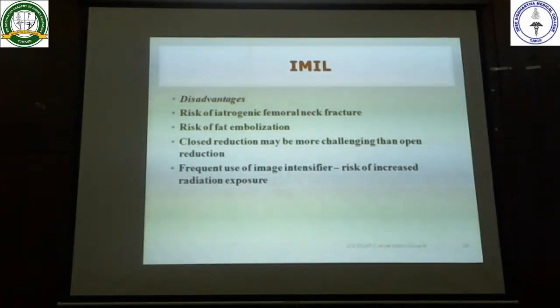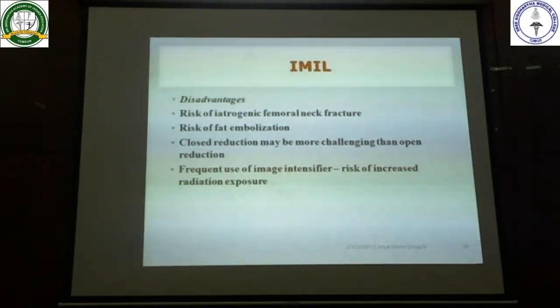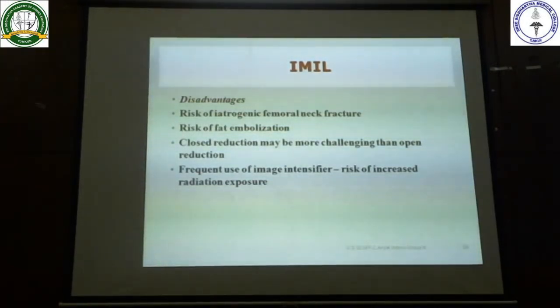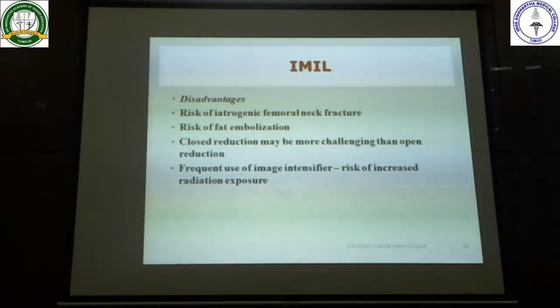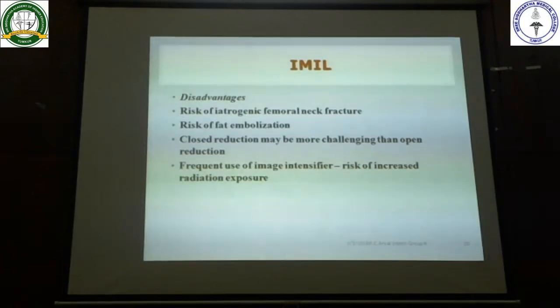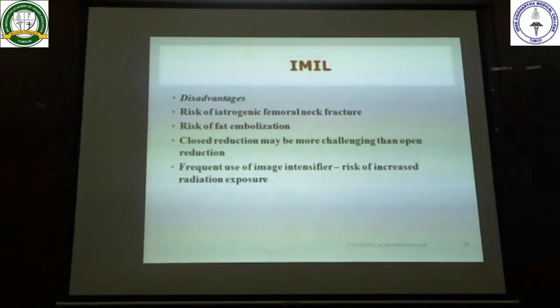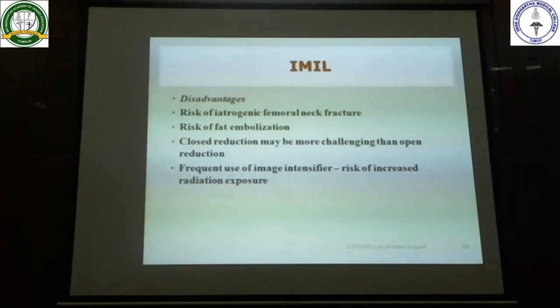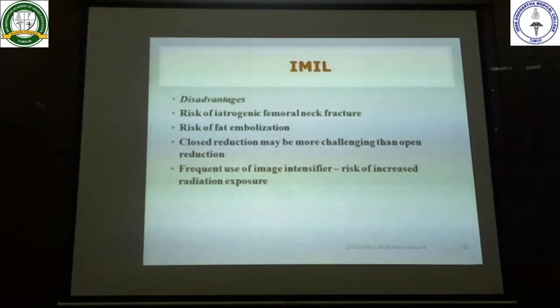So the more you use an image intensifier or a C-arm, the more all the people in that OT are exposed to X-ray radiation. So naturally, you need to minimize the amount of radiation you are exposed to. You need to have the proper gear, like a lead jacket and all those things. If that is not available, then you are risking yourself, as well as all the people in the OT, to more radiation exposure. That, of course, in the long term, can become carcinogenic. So that becomes very important there. So in such cases, you need to avoid IMIL. So these are some of the disadvantages as far as intramedullary nailing is concerned.